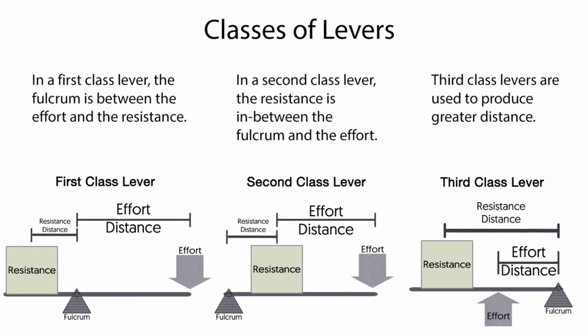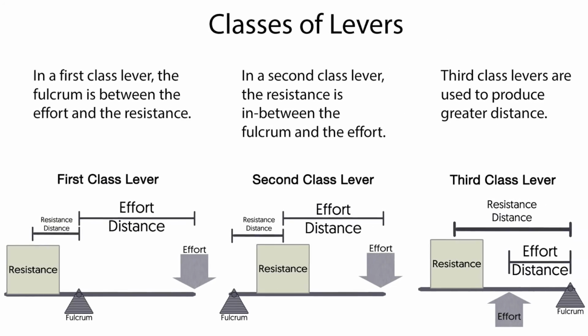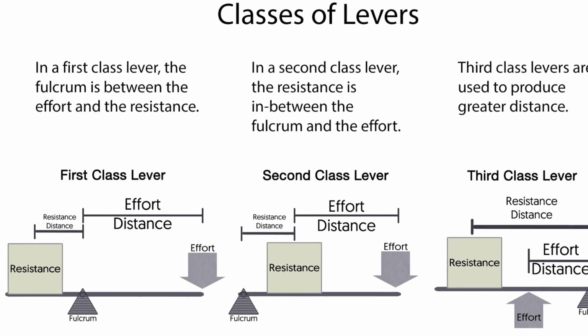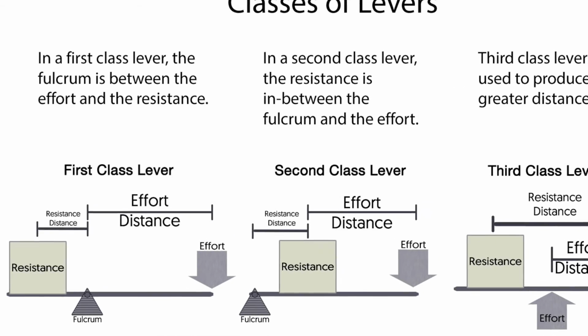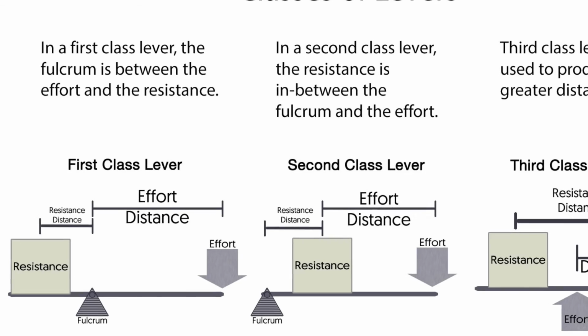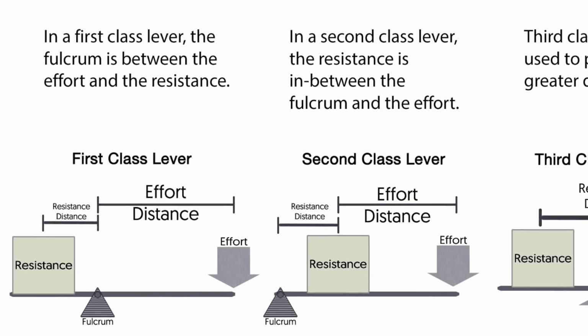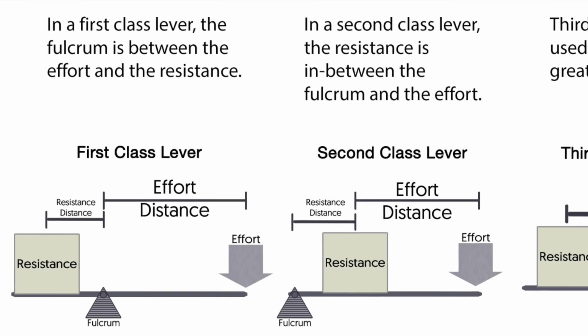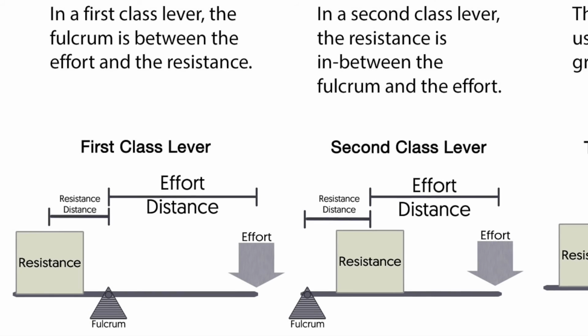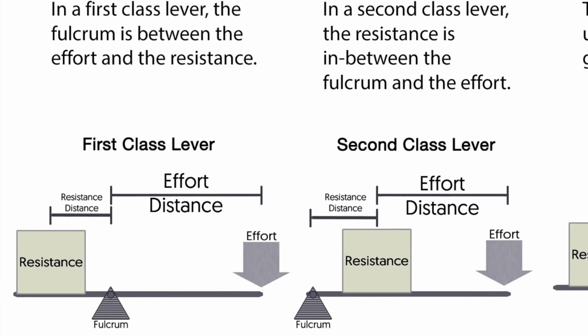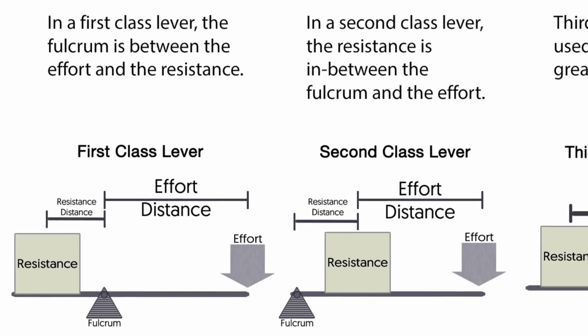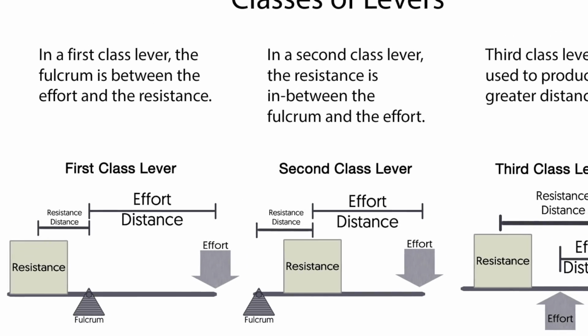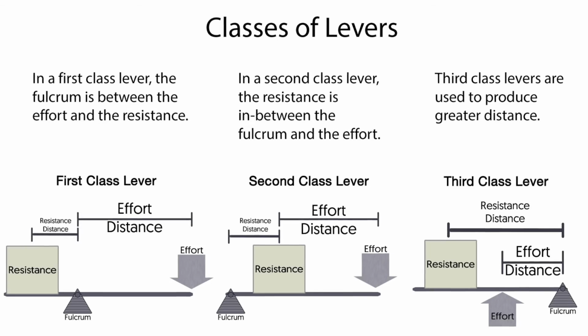In a first-class lever, the fulcrum is between the effort and the resistance. A seesaw is a good example of a first-class lever. When effort is applied to force one end of the lever upward, the end where the force was applied must go down, like a seesaw. The shorter the distance between the fulcrum and the resistance, the easier it will be to move. This is a result of the mechanical advantage, but we'll get to that later.